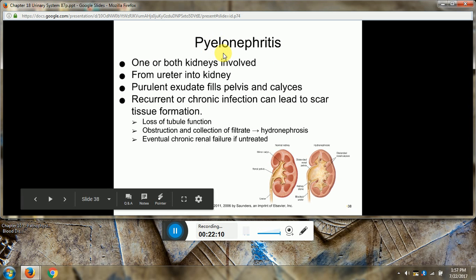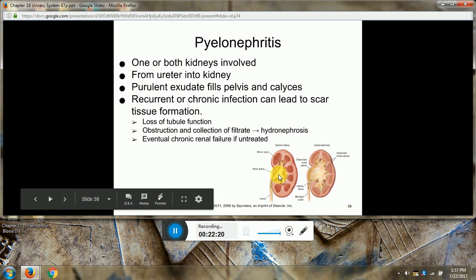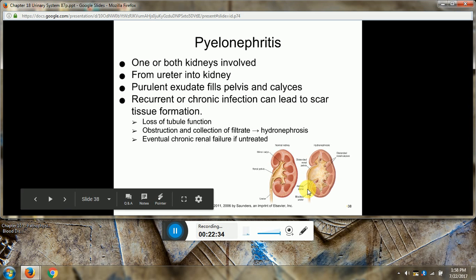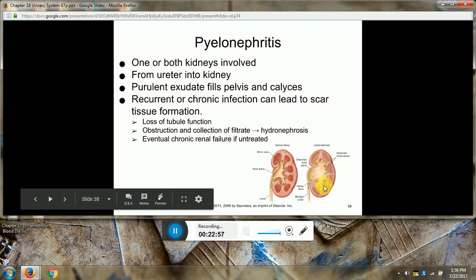Pyelonephritis, or upper UTIs, is where one or both kidneys are involved. There's usually purulent exudate in that area, so there's usually pus in the pelvis and in the major and minor calyces. Recurrent pyelonephritis, or recurrent upper UTIs, could lead to scarring and fibrous tissue, and that could lead to destruction in that area, and you can see that it's enlarged. That is known as hydronephrosis. You can see the enlargement of the pelvis and the calyces, again because of the scar tissue that is formed, and that can eventually lead to chronic renal failure because it will compress the rest of the kidney tissue, destroying it as well.